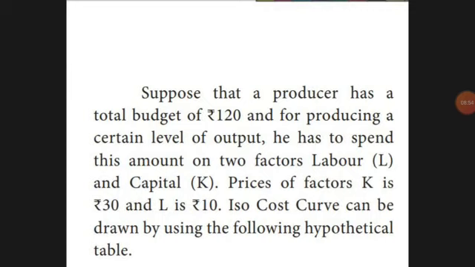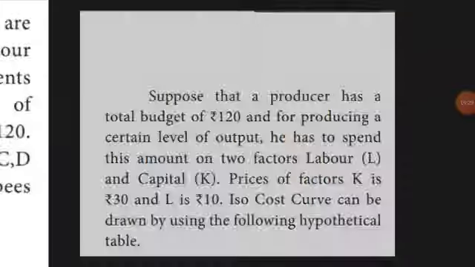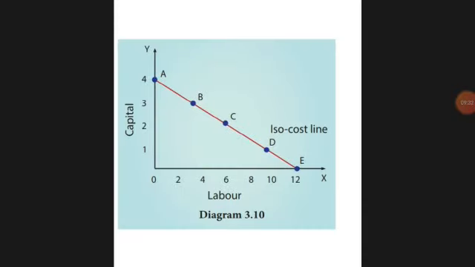For example, suppose you have taken a project, and to produce a level of output, the output should be 120. He has spent an amount on two factors, one is capital and the other should be labor. The price of capital K is 30, and labor L is 10. So the isoquant curve is drawn hypothetically. You can see the diagram here.